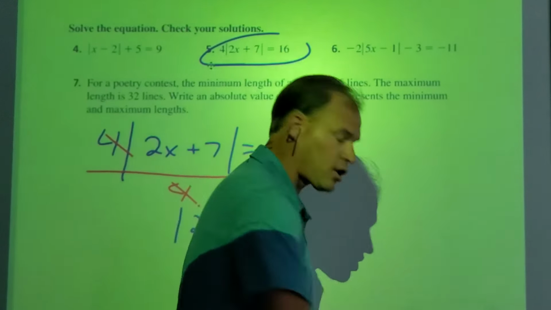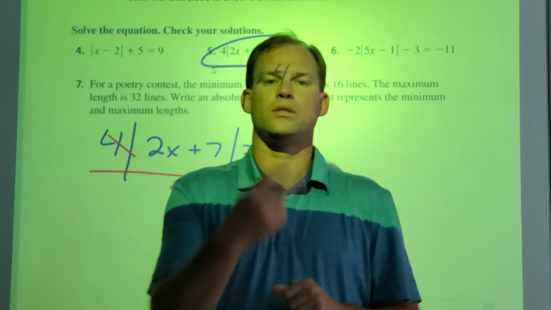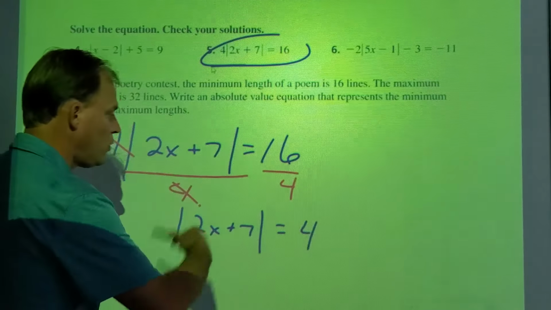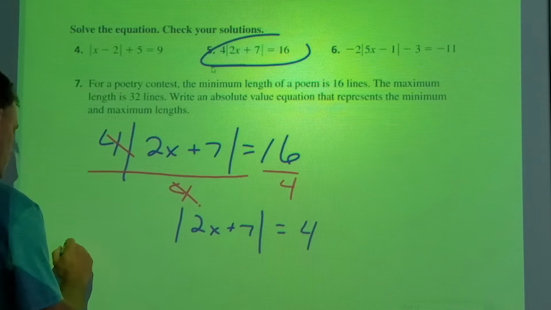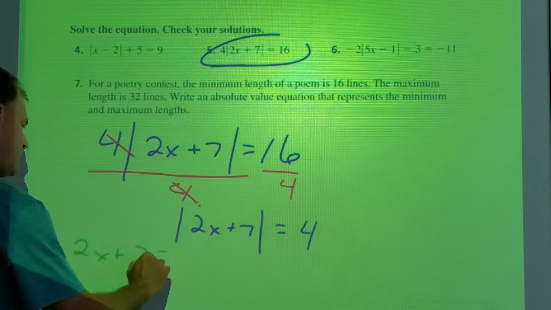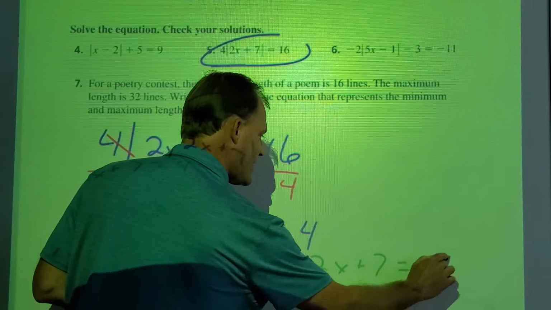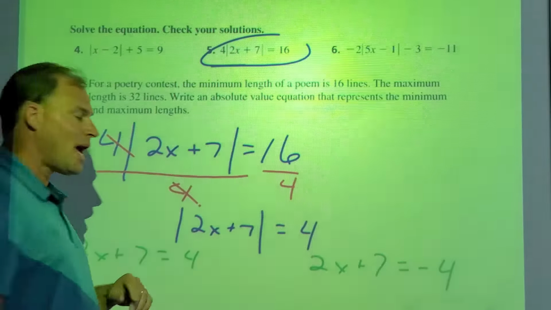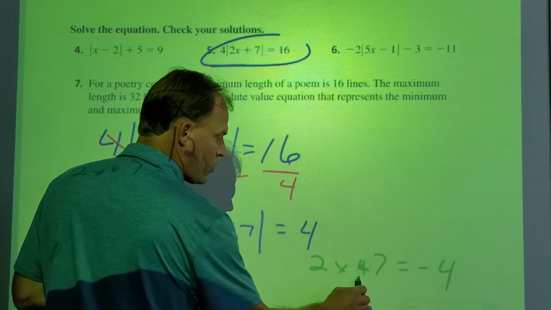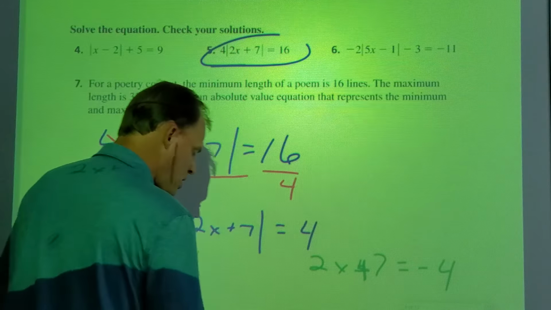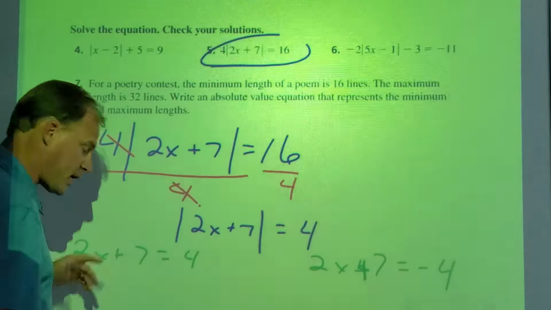Now here's the kicker. I've got to write two equations. Set it equal to the positive, set it equal to the negative. So I have 2x plus 7 equals 4, and 2x plus 7 equals negative 4. So that's how we do absolute value equations. Then solve the equation like normal.